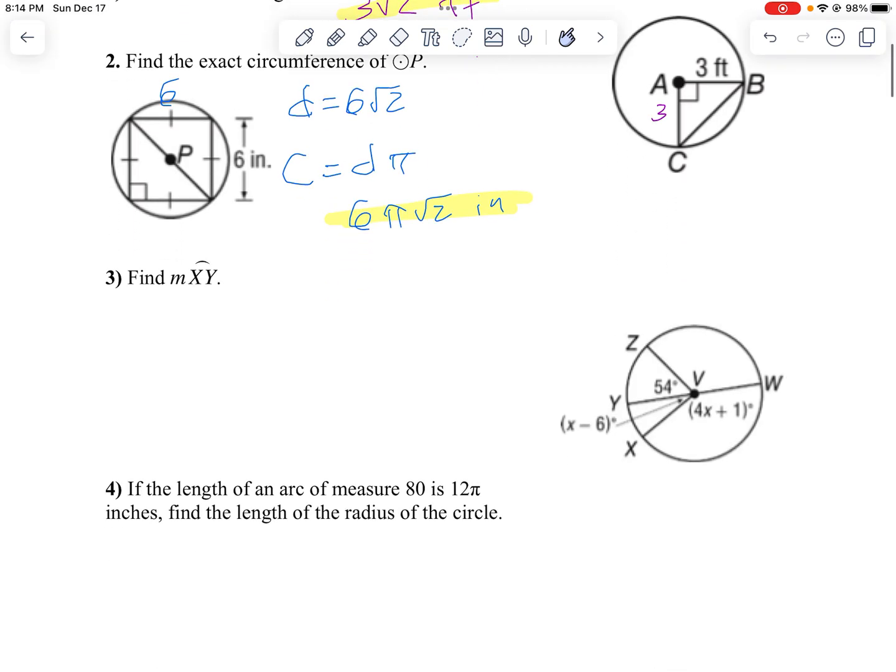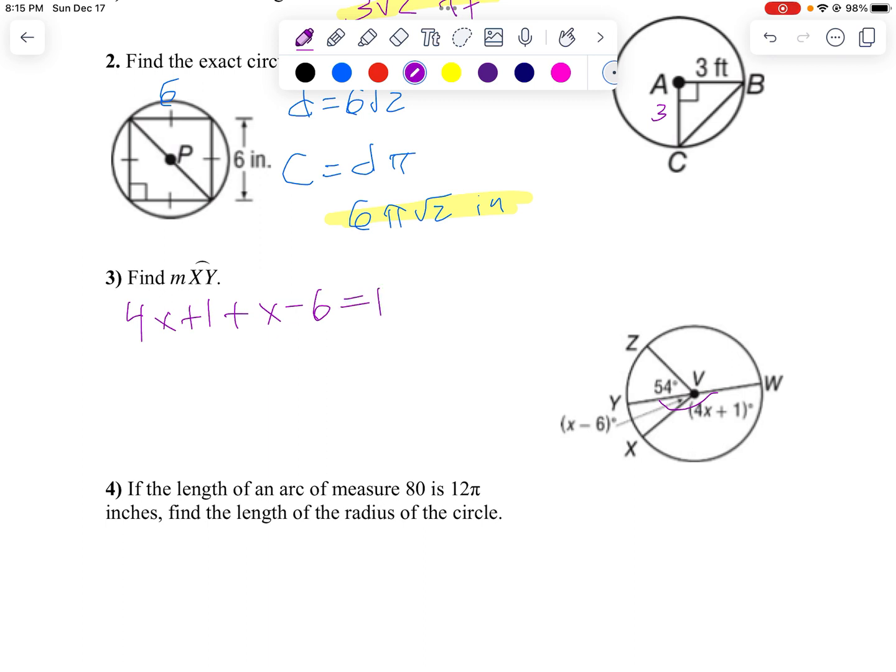Okay, on question 3, we want to find the measure of x to y. We'll notice V is the center of my circle. So I know when I add these two angles up, I get 180. 4x plus 1 plus x minus 6 equals 180. 5x minus 5 equals 180. So 5x equals 185. Divide both sides by 5.